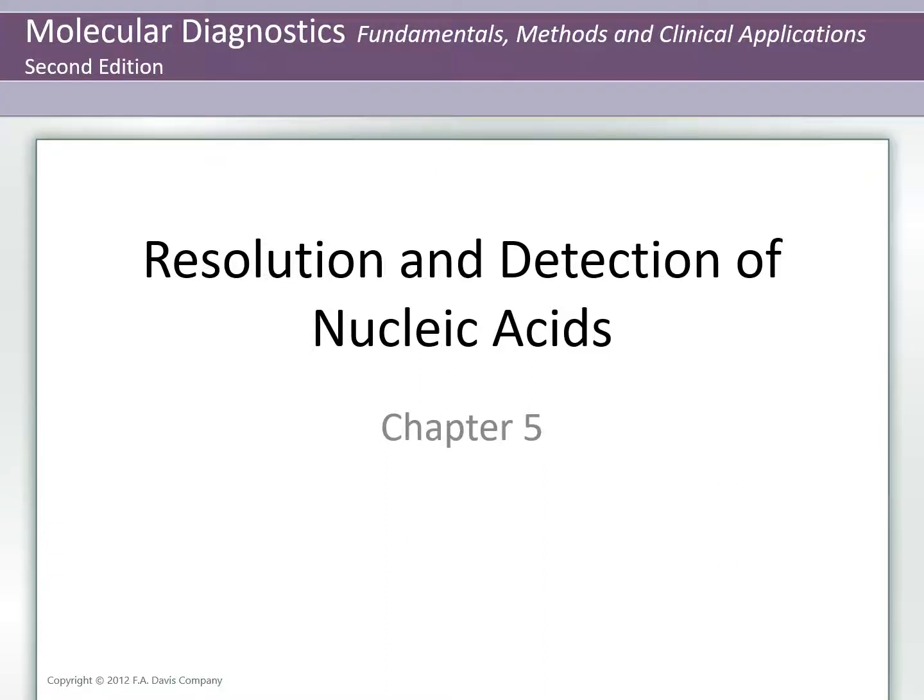So up to this point, we've discussed DNA, RNA, and proteins. So these components are the basis of molecular diagnostics and molecular techniques. Chapter 4, we discussed extraction methods of both DNA and RNA. So now Chapter 5 is covering resolution and detection of nucleic acids. So this is done in several ways. So these are some of the things we'll be discussing in Chapter 5.